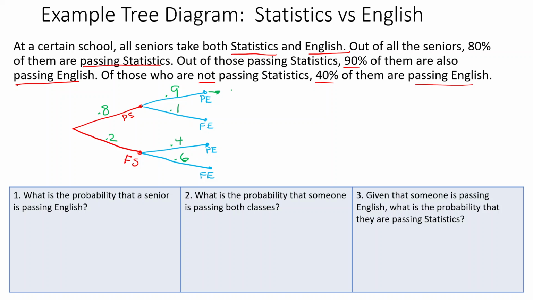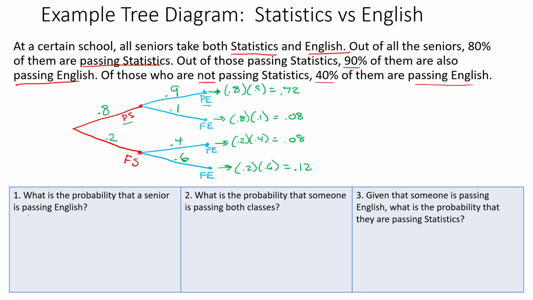So to get to this end, this is pass both, so passing statistics and passing English. This is 0.8 times 0.9 is 0.72. This is 0.8 times 0.1, and this is passing statistics, failing English, which is 0.08. If you notice, these two add up to this 0.8. Right here, we've got 0.2 times 0.4, which is another 0.08. And here we've got 0.2 times 0.6, which is 0.12. And you notice these two add up to the 0.2 branch.